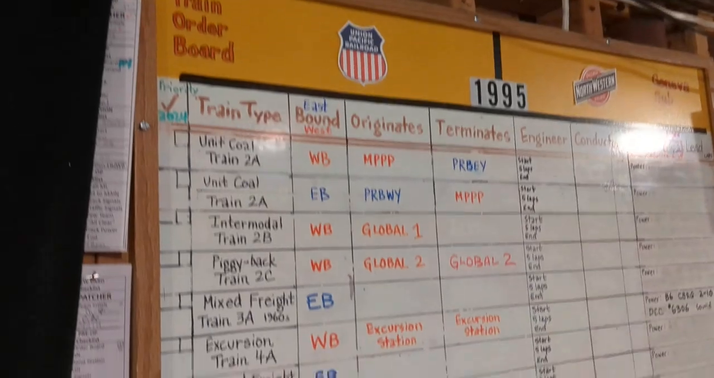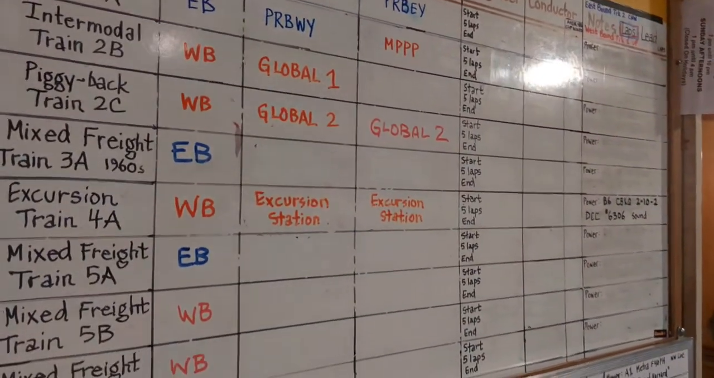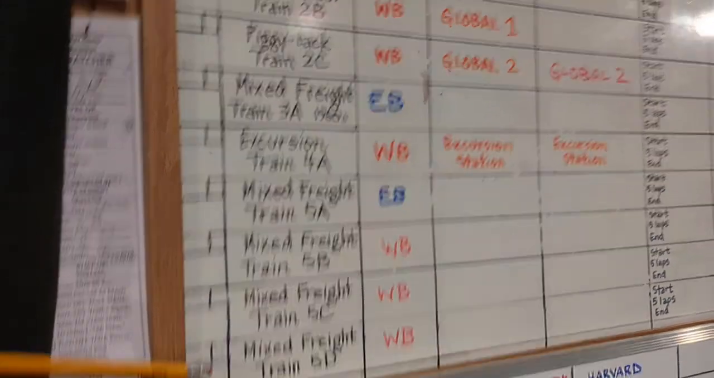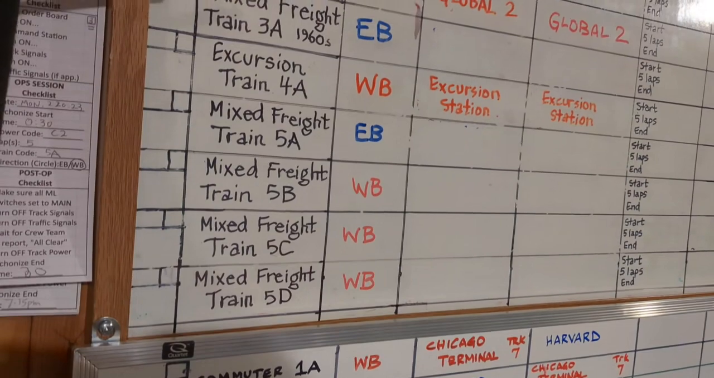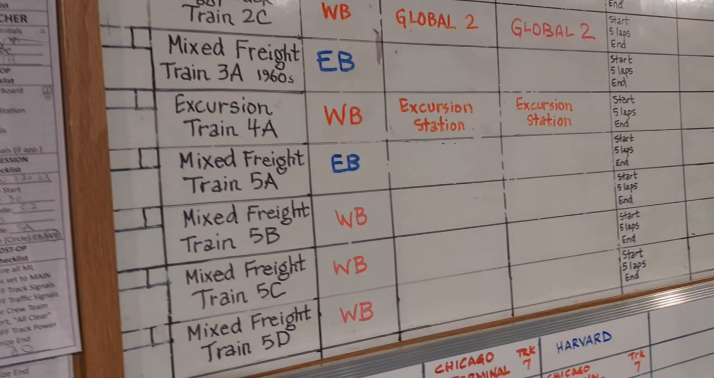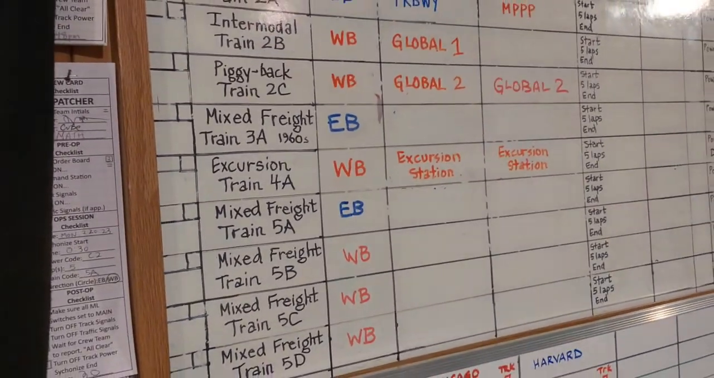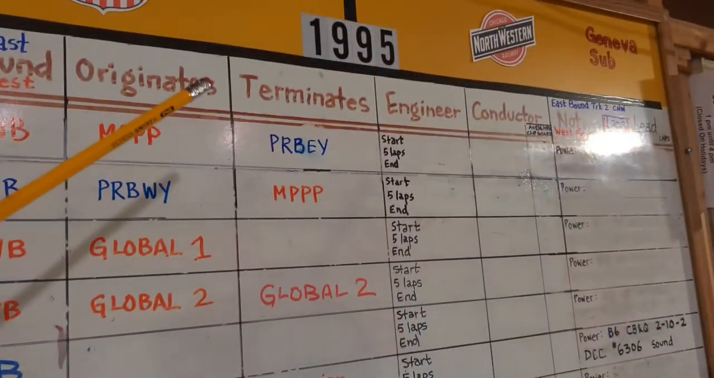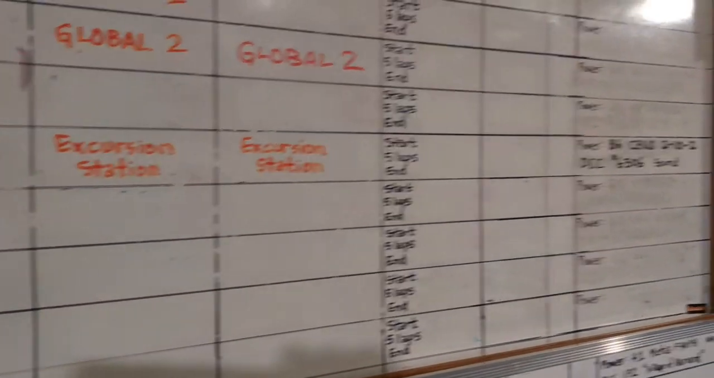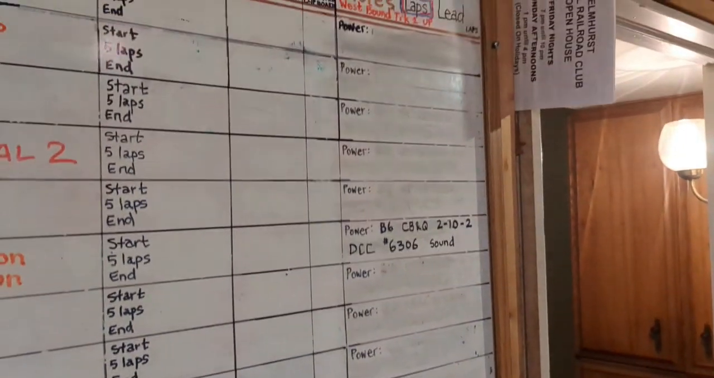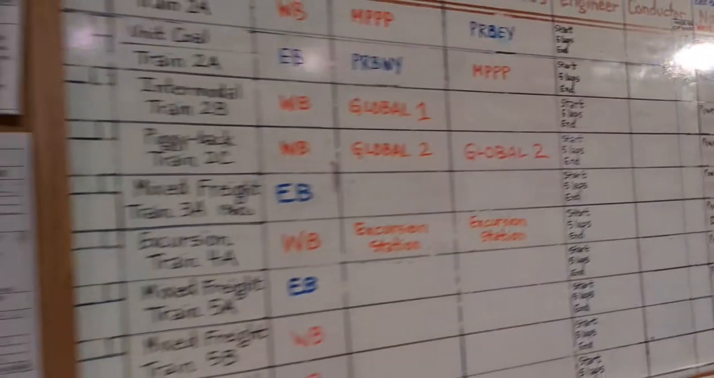Okay, we're at the train order board, and now I have to look at all these. These are the trains I just, all these trains I use are my priority trains that are in the yards right now. So mixed freight 3A, 5A, 5B, 5C, and 5D. So those are my priority trains. And now I will put down where they originate, which I got from that worksheet, and where they terminate. And I'll fill that out. And then once I have that, I'll assign their power depending on who's up next in the queue. So let's see what that looks like.